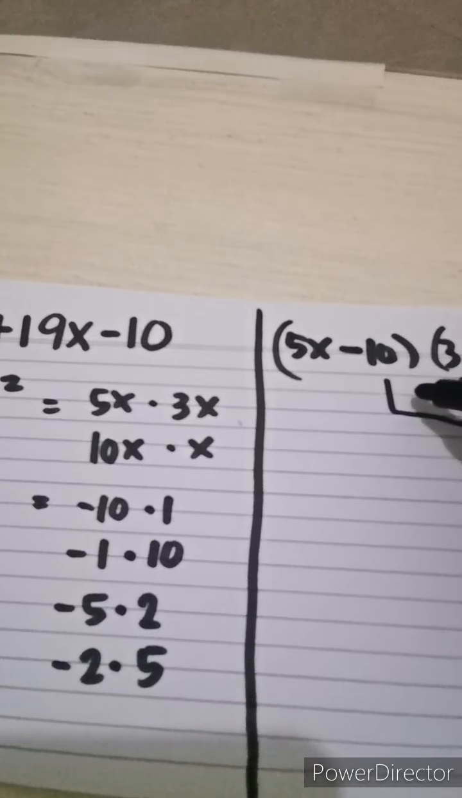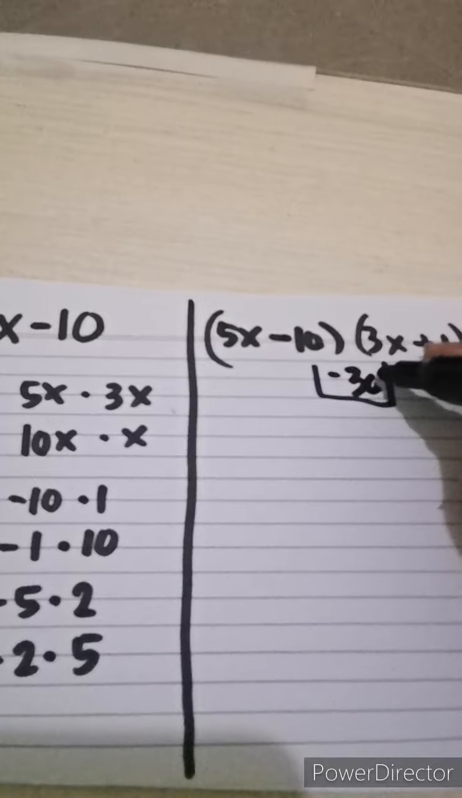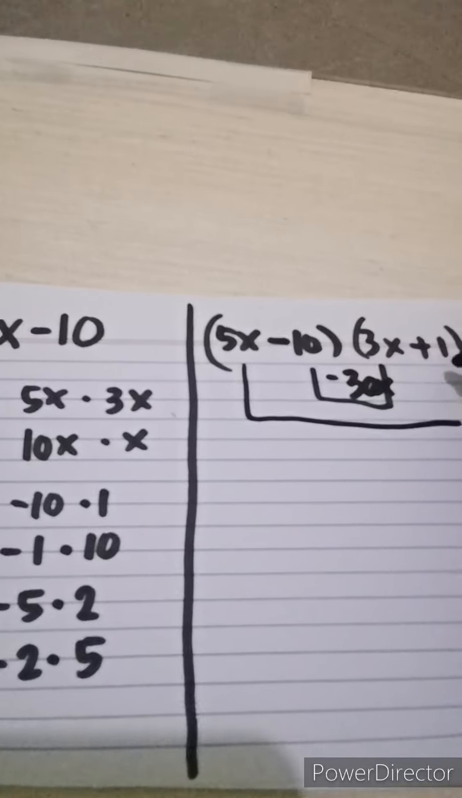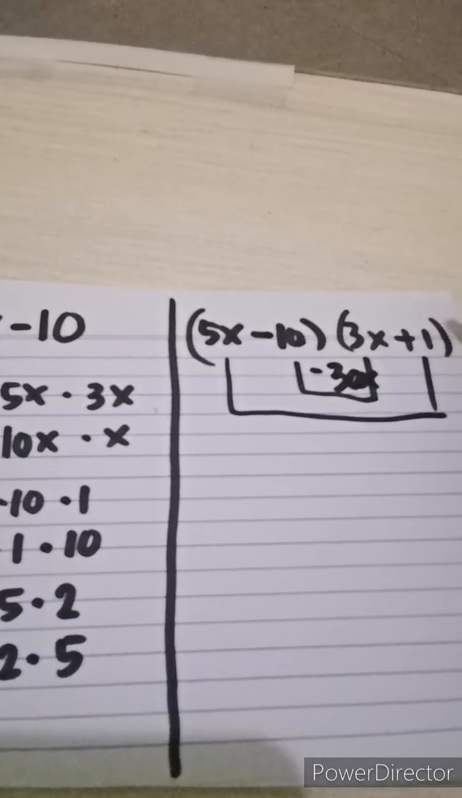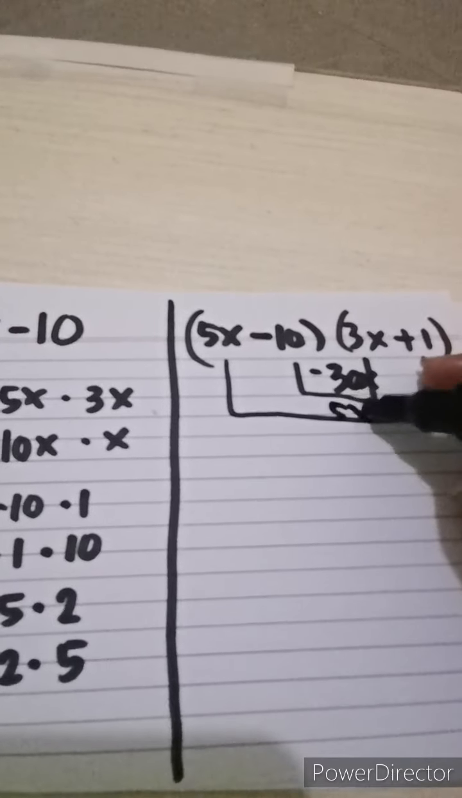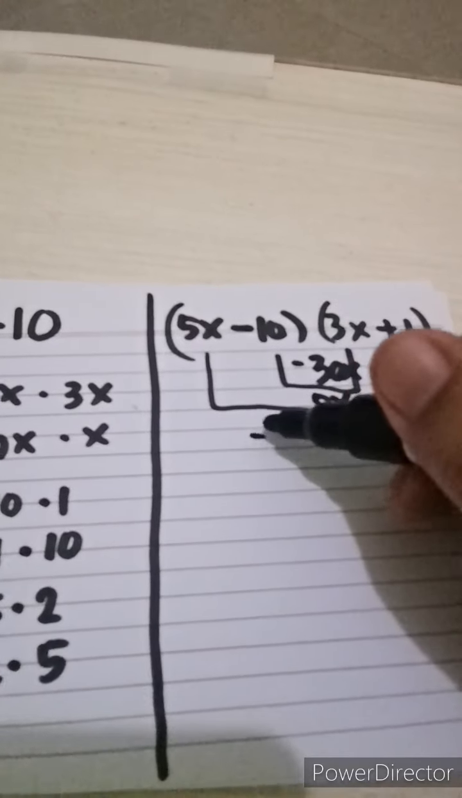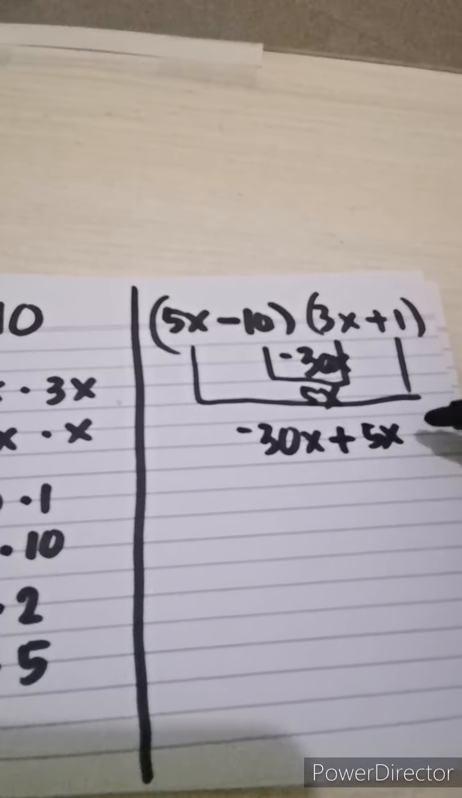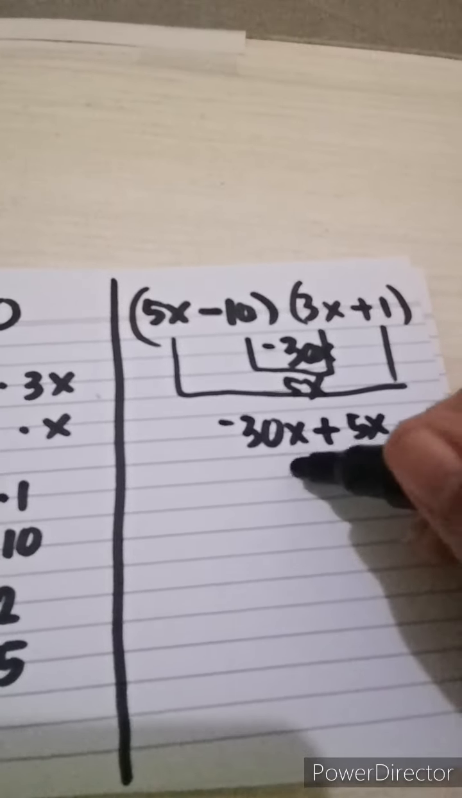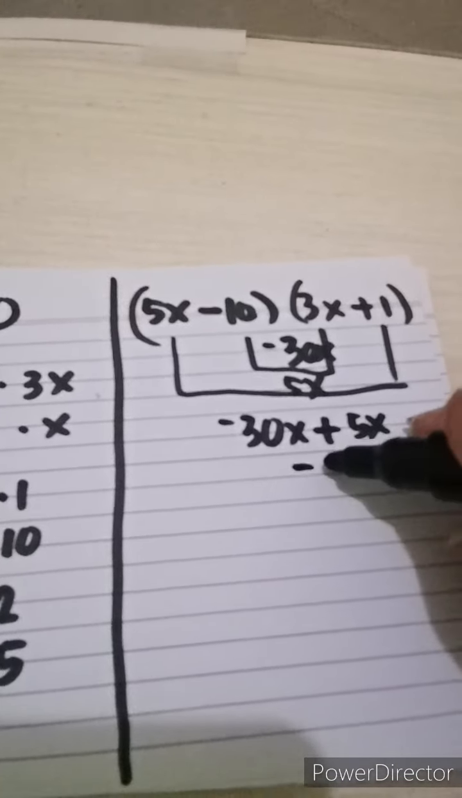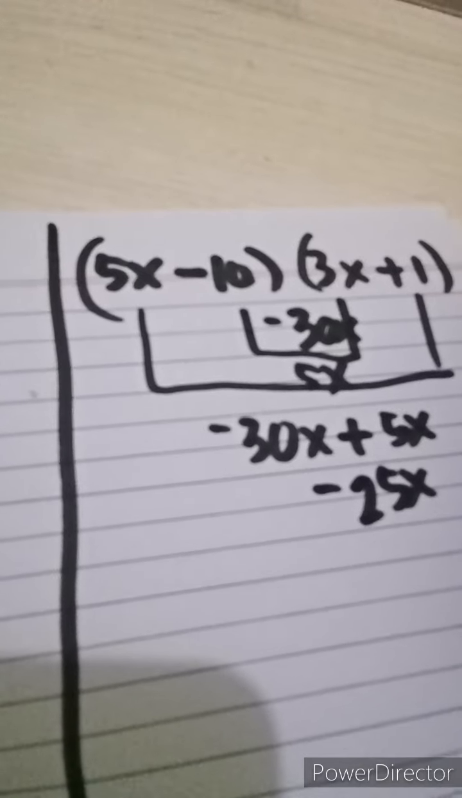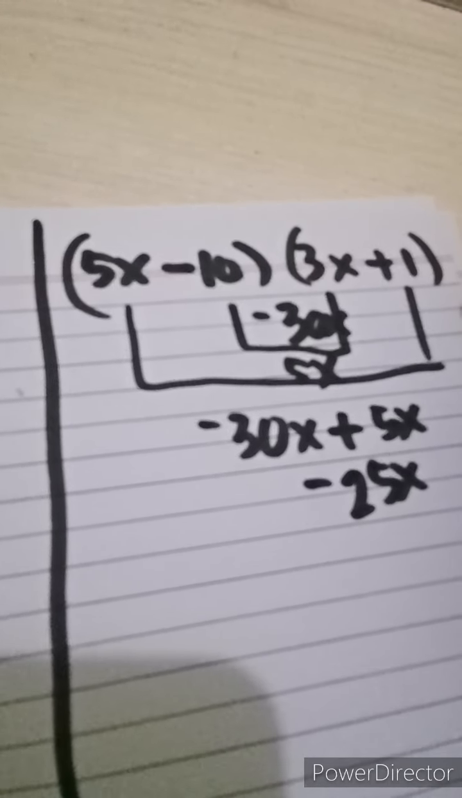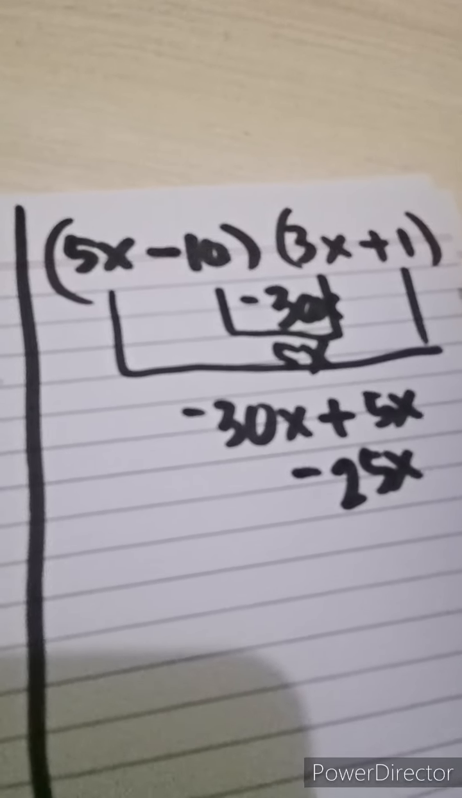Negative 10 times 3x is negative 30x. And then 5 times 1, 5x times 1 is positive 5x. Pag pinag-add natin yung negative 30x plus 5x, this will result to negative 25x. Ang kailangan natin is positive 19. Okay. So, ibig sabihin, yung 5x minus 10 at saka 3x plus 1 are not factors of 15x squared plus 19x minus 10.